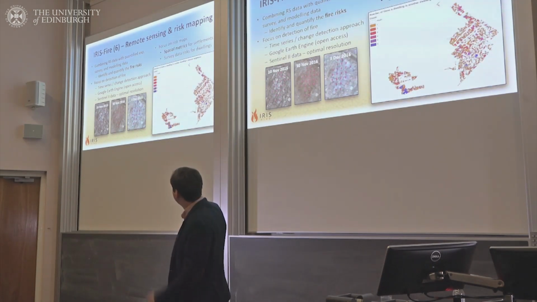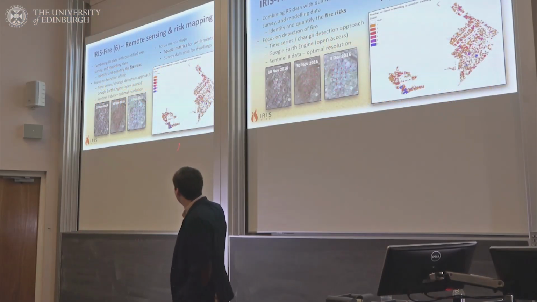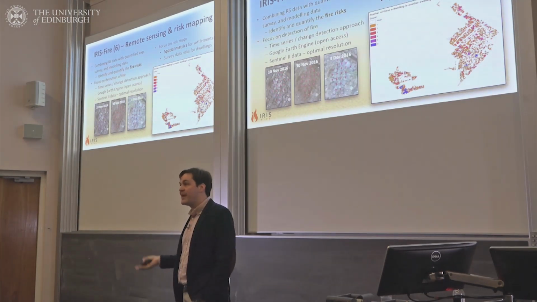And we're also looking at spatial metrics. So this was taking some data from the city of Cape Town, digitizing all the roofs, and then looking at how often one of those roofs is the closest roof to another roof. So the blue ones here are the ones at the most risk. They are the nearest neighbor to another dwelling 6 times. So if one of those 6 ignite, you're the next nearest one to ignite.